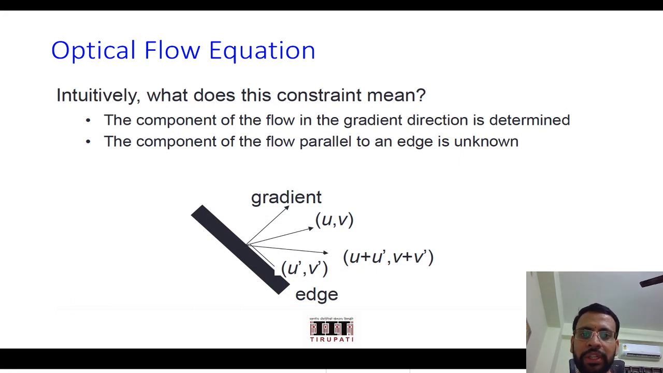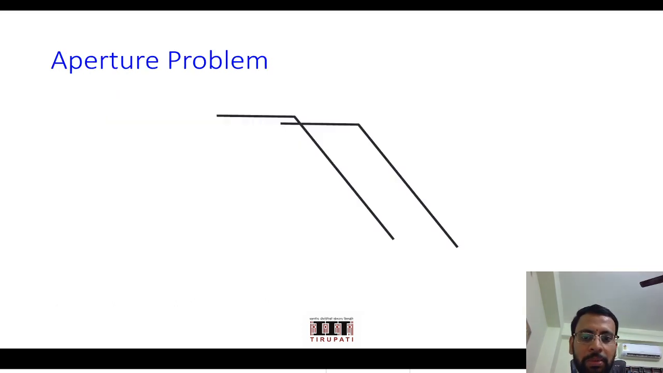So this is what the component of the flow in the gradient direction is determined. That's what we are taking. The component of the flow in the gradient direction is what we are taking, and the component of the flow parallel to the edge is unknown. You could have any parallel components, any of those things, the way we have plotted. And this is not a new problem, this is the aperture problem.